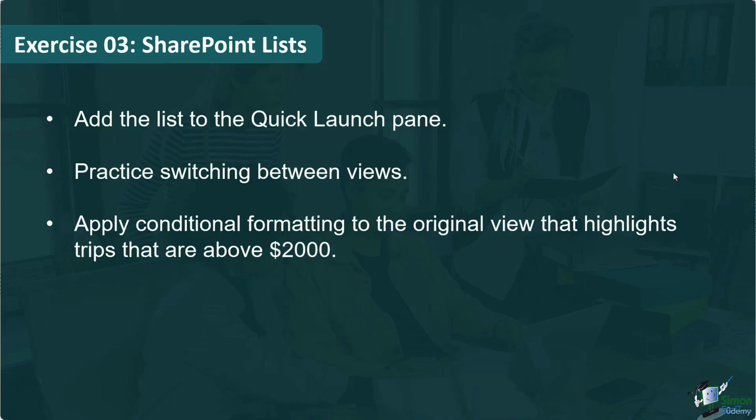I'd also like you to practice switching between views in your list. So make sure that you can switch between seeing all of the list items and only the list items in the filtered and sorted view. And then finally, I'd like you to apply conditional formatting to the original view that highlights trips that are above $2,000. So a few different things to do there. If you'd like to see my answer, then please keep watching.